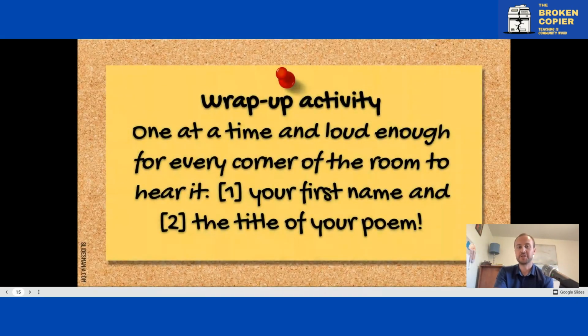And then having a chance. And again, this is something that sometimes I don't have enough time for, but I try to have everyone say what their name is and what the title of their poem is. Not the whole poem, just the title. We all share it out. They hand the index cards to me as they go in.